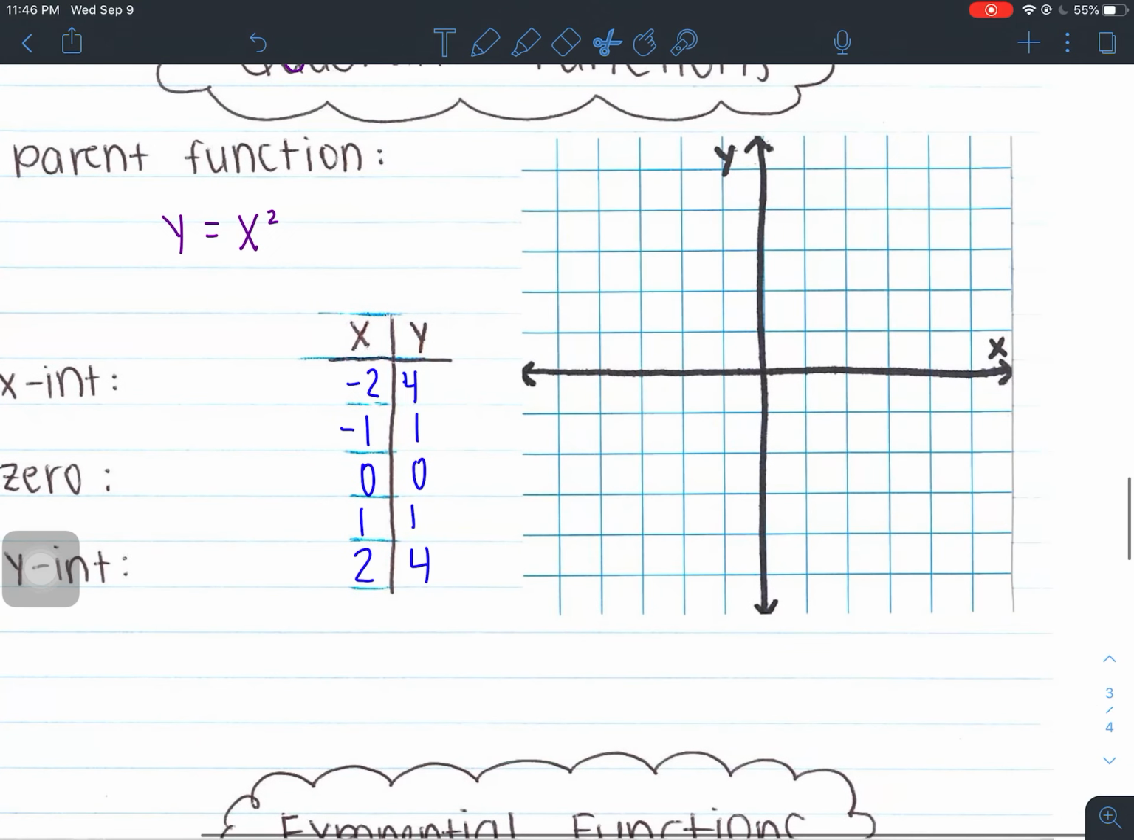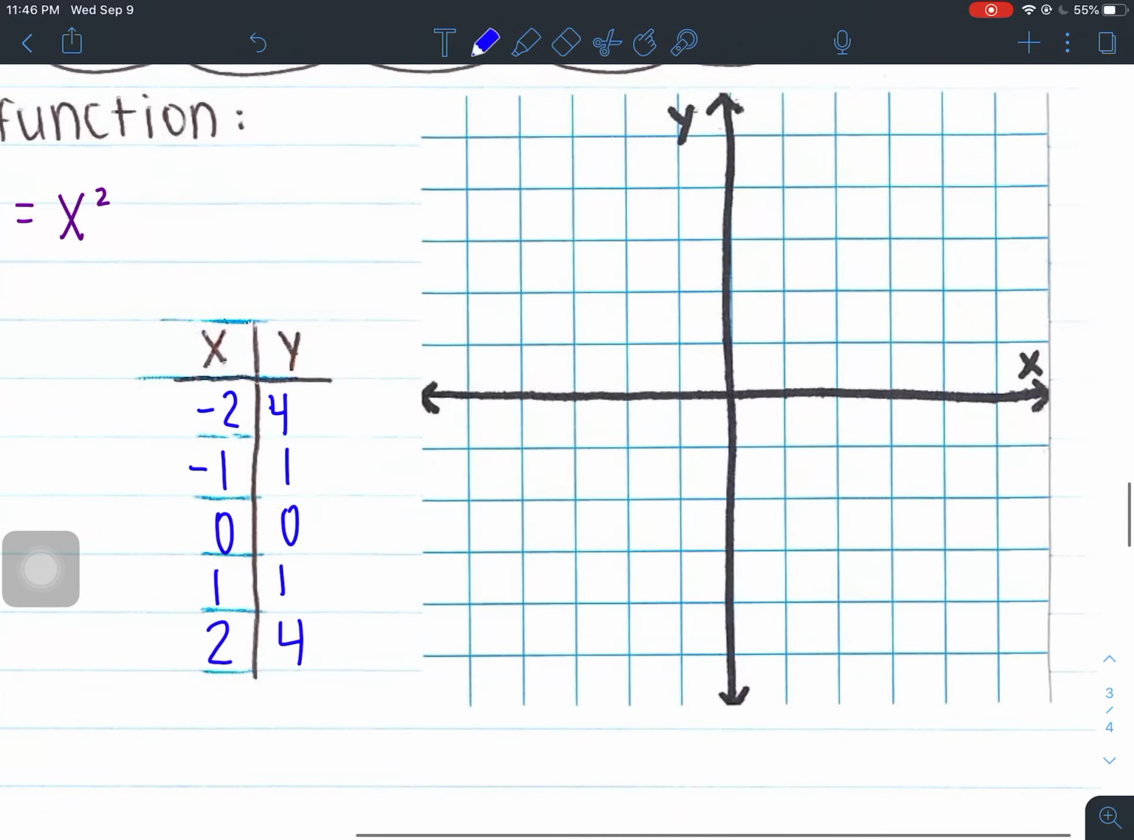All right, so we're going to go ahead and plot these points. Now, again, you can't just write a U because it looks like a U and you're done. That's not allowed, okay? You need to be able to plot these points. So, -2, +4. That means I'm going to go left 2, up 4. You always go in the X direction first. -1, +1. That's going to be left 1, up 1. Remember, negatives, you go left, and then positives, you go right for X. For Y values, positive is up, negative is down.